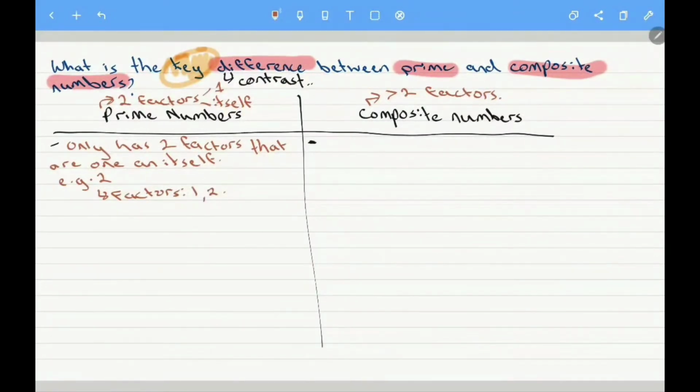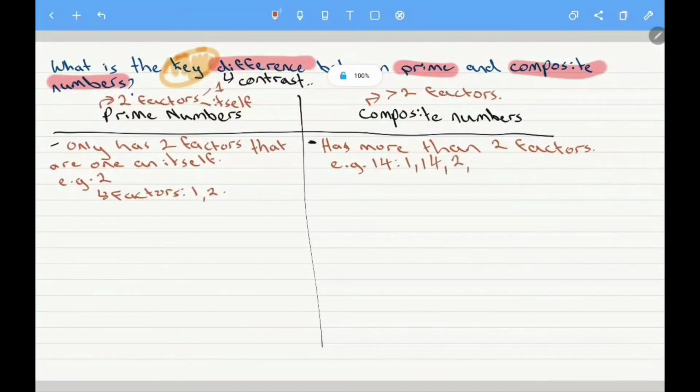So for a composite number, using its definition, we can write its distinguishing feature. The distinguishing feature that separates a composite number from a prime number is that a composite number has more than two factors. For example, 14. Its factors are 1, 14, 2, and 7. And this is how you would answer this particular question.